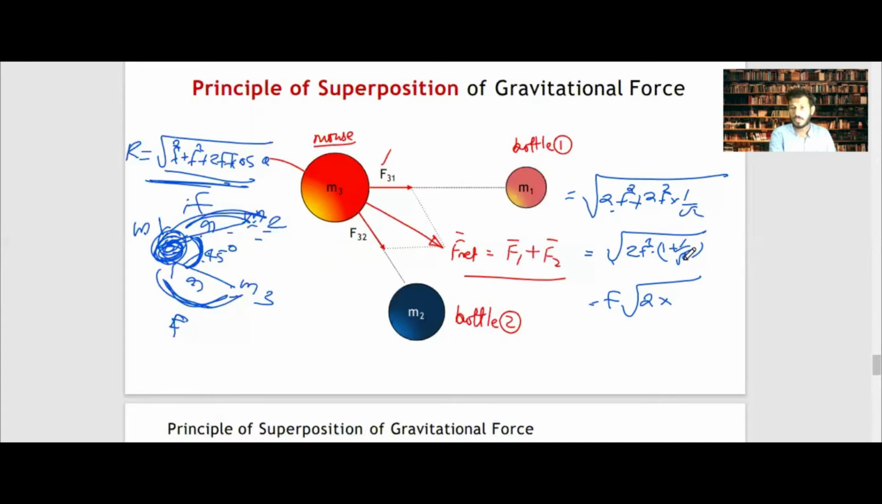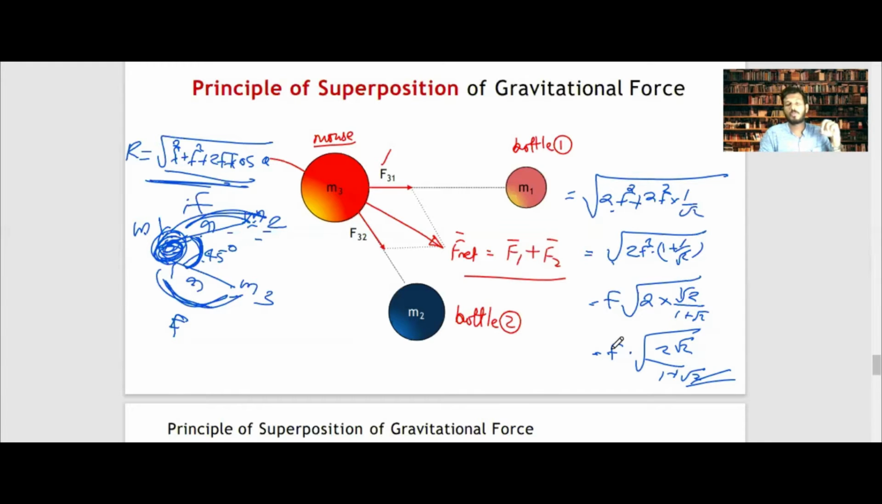What is 1 plus 1 by root 2? It's very simple. Cross multiply it: 1 into root 2 plus 1 by root 2, so root 2 plus 1 by root 2. Okay, 2 root 2 divided by 1 plus root 2, times F. That is the answer: F into root of 2 root 2 divided by 1 plus root 2. This is the answer. So we have to calculate the vector addition.